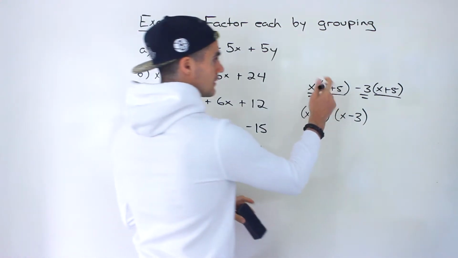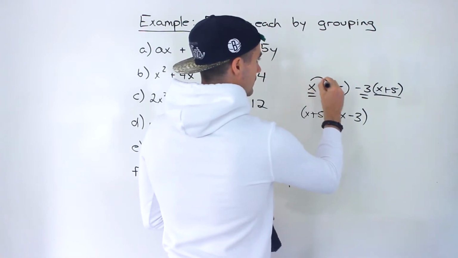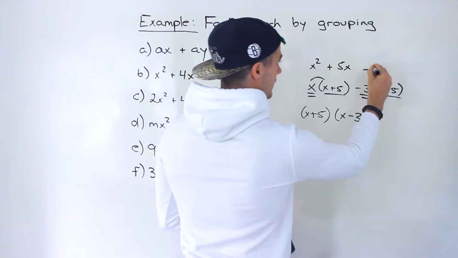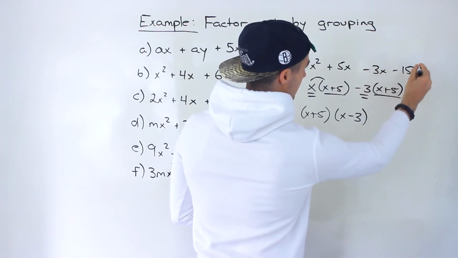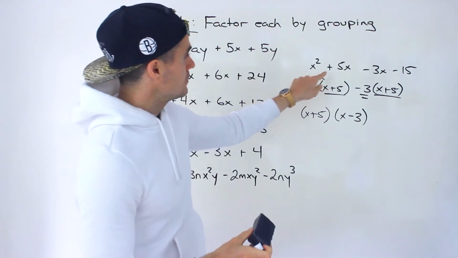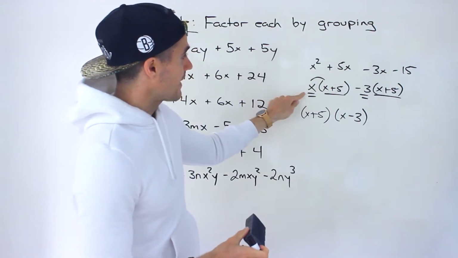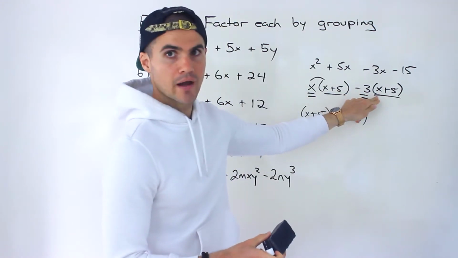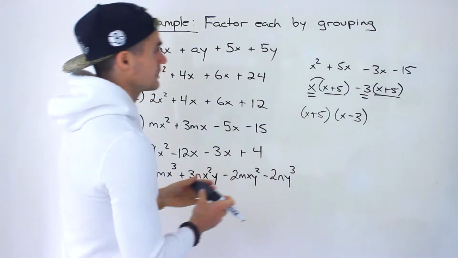Because if you think about it here, if we expand everything, so if we had x squared plus 5x minus 3x minus 15 like that, what we can do is from these two, we could take out an x, and then from these two, we could take out a negative 3, and then we end up with that binomial common factor. So that's basically what we're doing.